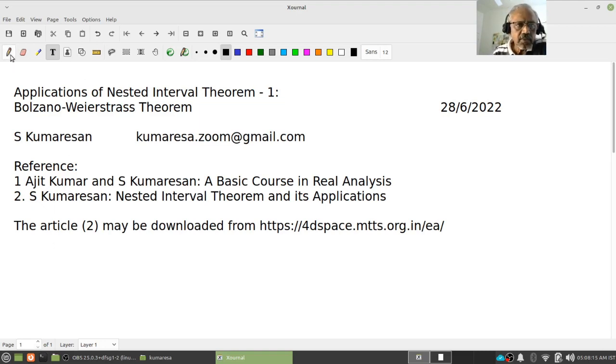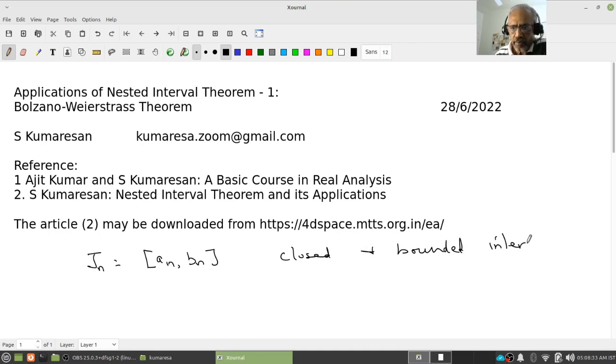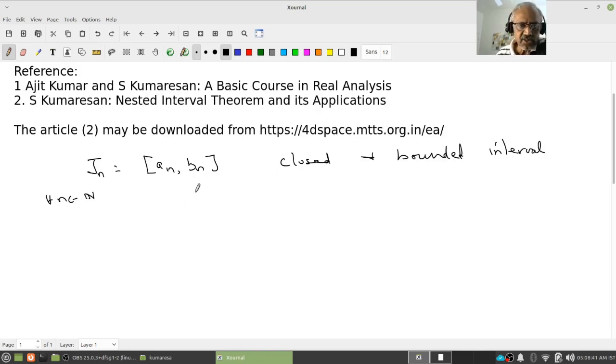So what does the theorem say? I have Jn, which is a closed and bounded interval, and for every natural number n I am given one such, and I say it's a nested sequence. What do I mean by that? That means for each n, Jn+1 is contained in Jn.